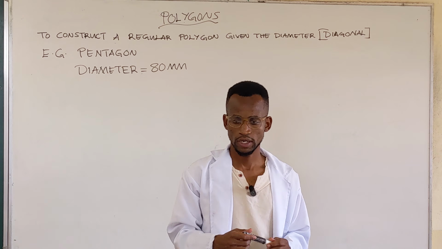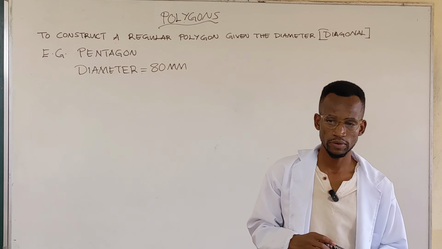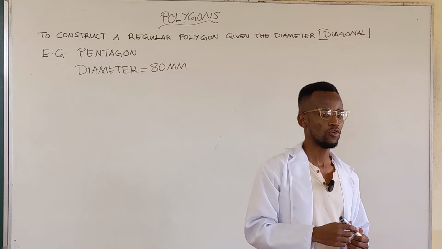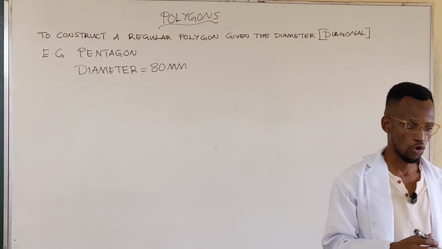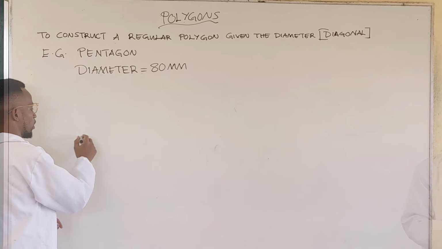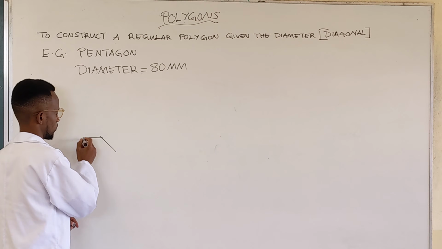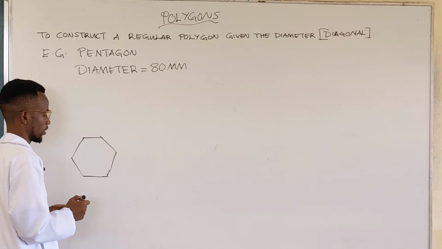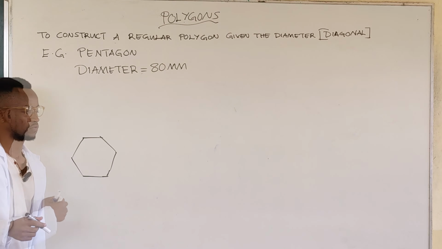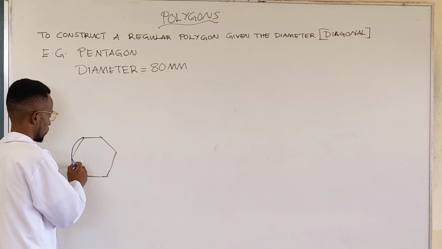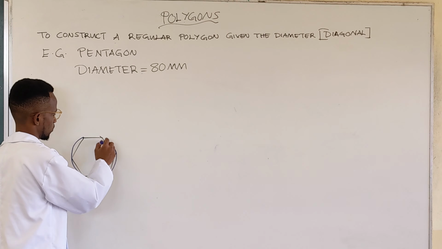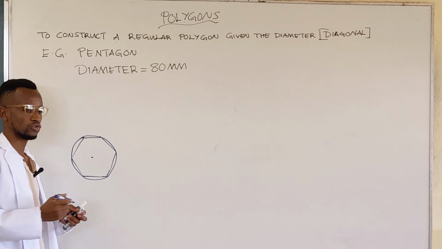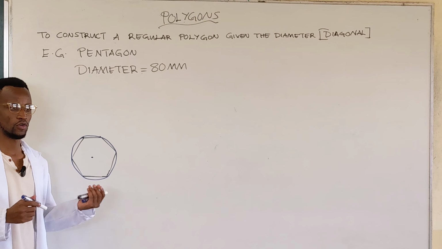So we're going to look at how to construct a regular polygon given the diameter or the diagonal of the given polygon. When you draw a polygon, we can get an example of a pentagon like this one. It is drawn inside a circle like this. Okay? So this circle has got a center, which also happens to be the geometric center of the polygon.